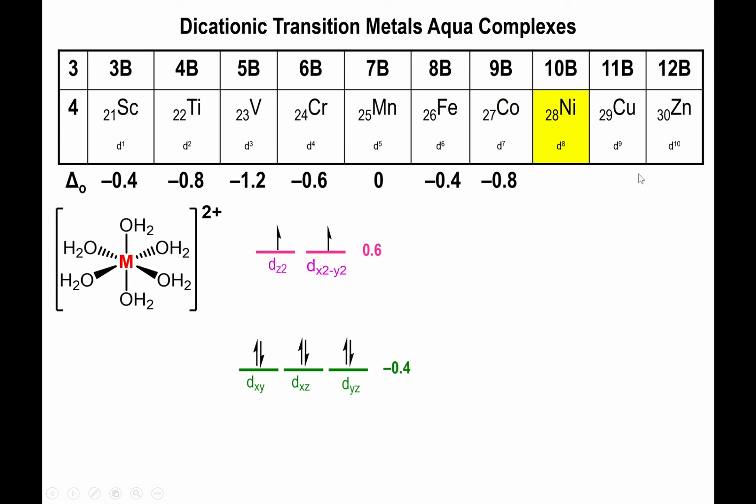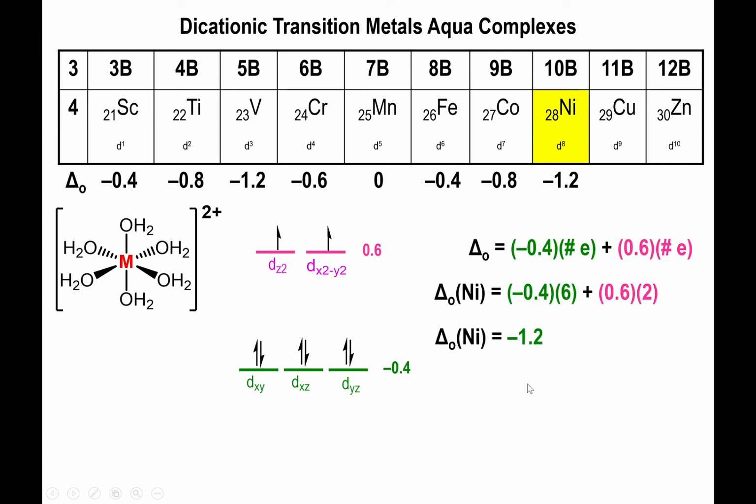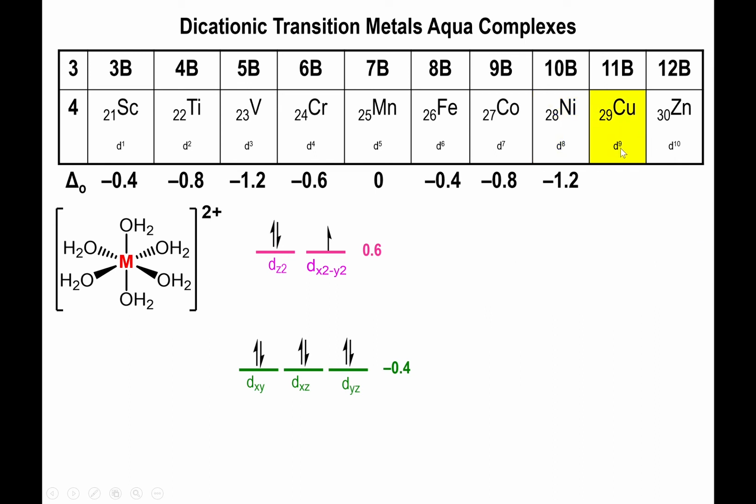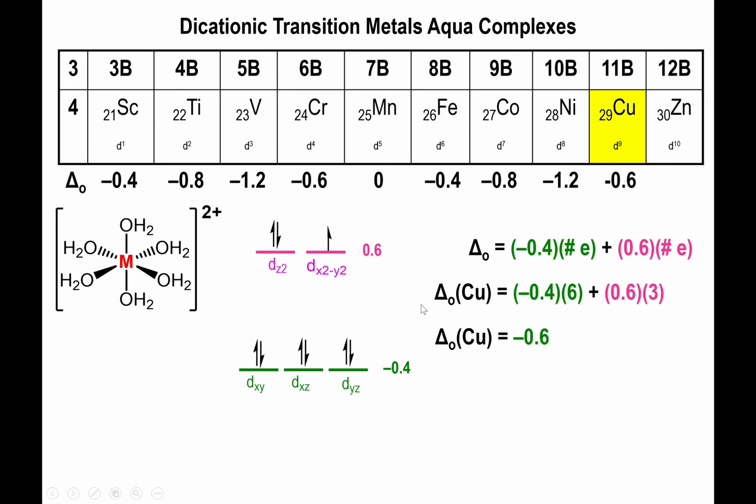Move on to nickel, which has 8 d electrons. Now we're going to add the 8th electron on the bottom portion. So now we have 6 on the bottom, 2 on top. We end up with a stabilization energy of negative 1.2. For copper, which has 9 electrons, we now have to place the 9th electron on the upper energy level. So now we have 3 on top, meaning that the stabilization is negative 0.6. And for zinc, that has 10 d electrons, we have 6 on the bottom, 4 on top. If you do the following multiplication and you add the numbers together, you'll find out that there is no stabilization energy.